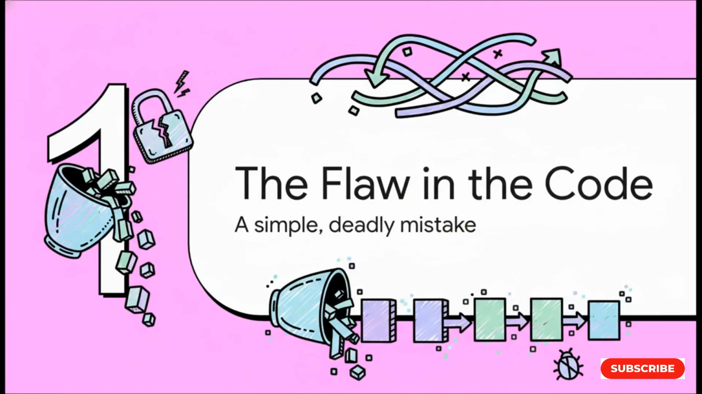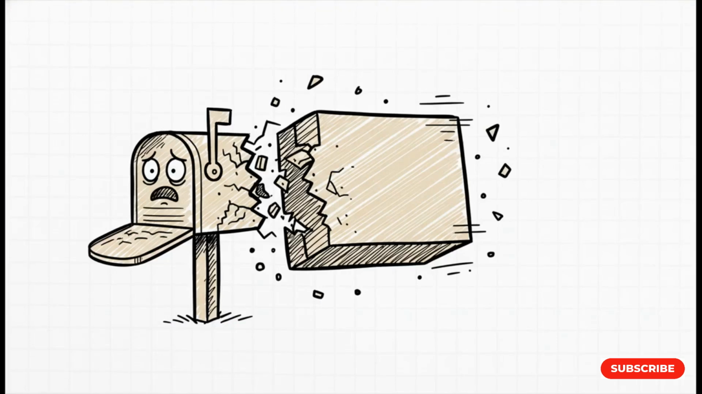All right, so to really get how this works, we need to look at the flaw itself. And listen, this isn't some crazy, complex, cryptographic failure. Nope. It's a really basic mistake in how a program handles the information you feed it. Okay, think of it like this. In programming, a buffer is just a temporary storage space. Basically, it's a mailbox. And this mailbox is built to hold a specific amount of data, say, a small letter.